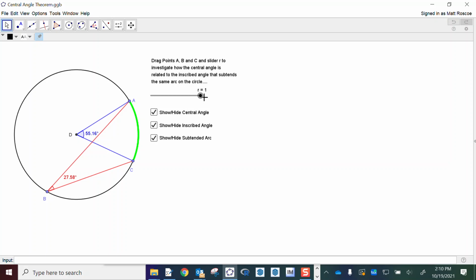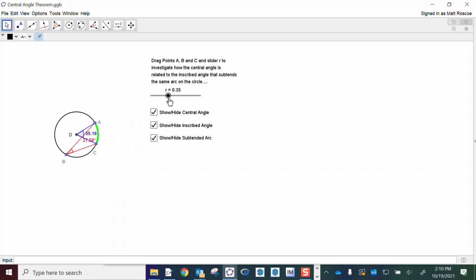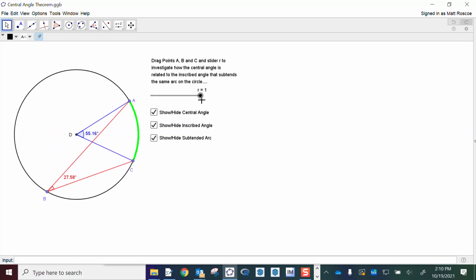What I wanted students to see is that this relationship between central and inscribed angles does not depend on the radius of the circle, so it works for any circle. I put in some text to say drag points A, B, and C and slider R to investigate how the central angle is related to the inscribed angle that subtends the same arc on the circle. This is where I use the word that comes up in the statement often, this idea of subtending arcs, so belonging to the same arcs.